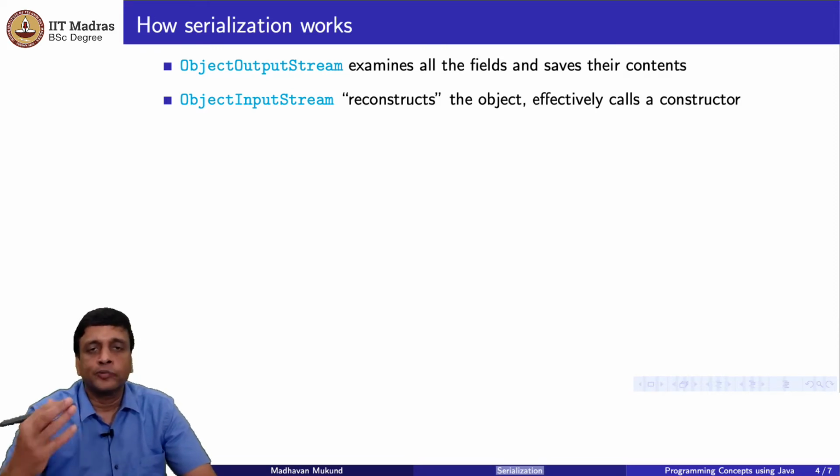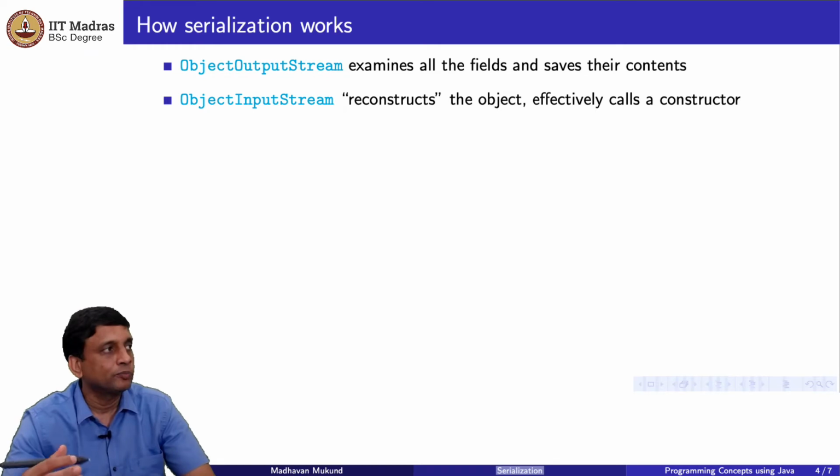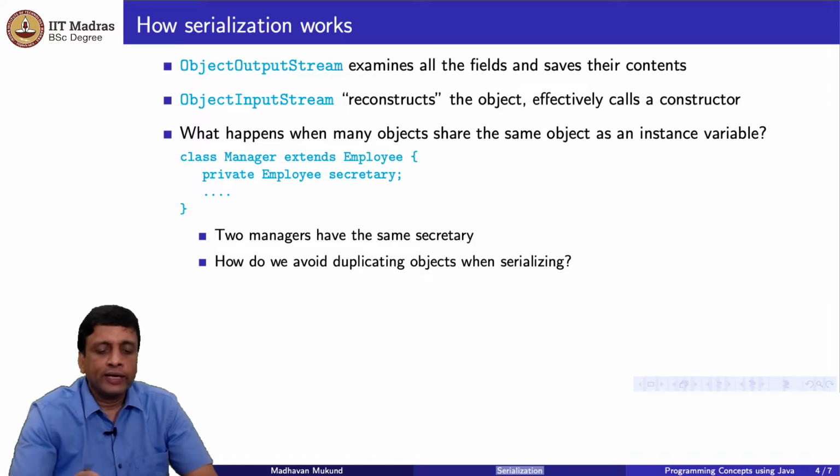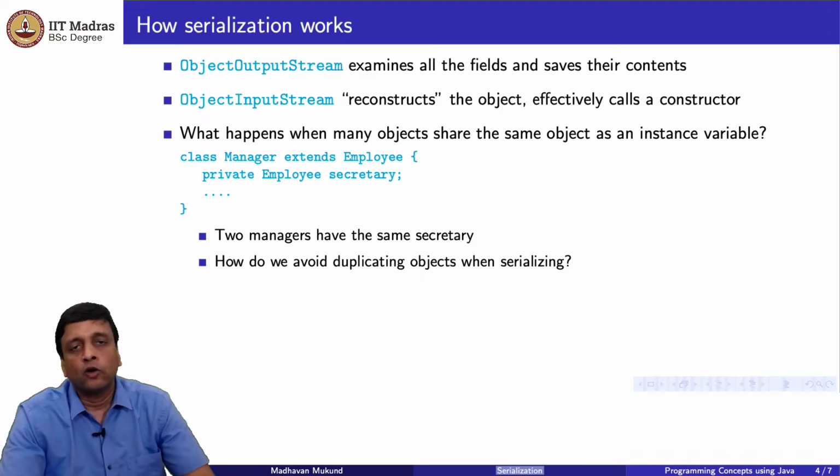You normally create an object by calling a constructor and passing the argument. So more or less the same thing happens here. In an object input stream, it reconstructs the object by effectively calling a constructor. So there is an obvious problem here. What if we have, within one object, a nested object?